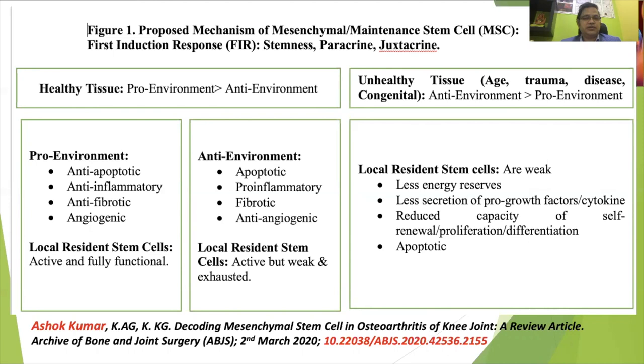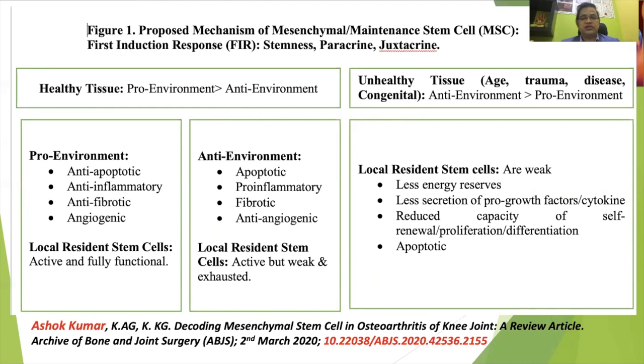mesenchymal stem cell, or the maintenance stem cell, we divided these three responses as a proposed mechanism of mesenchymal stem cell. So what happens in our human body is there is a pro-environment, which is a healing environment, and there is an anti-environment, which is a catabolic environment. In the pro-environment, the inflammation is less, apoptosis, which is programmed cell death, is less, there is less fibrosis, and it's angiogenic. But in the anti-environment, the catabolic environment, all four of these are there. So there is more programmed cell death, more inflammation, and inflammation heals with fibrosis. It does not form good tissue. And there is less angiogenesis, or new vessel formation.